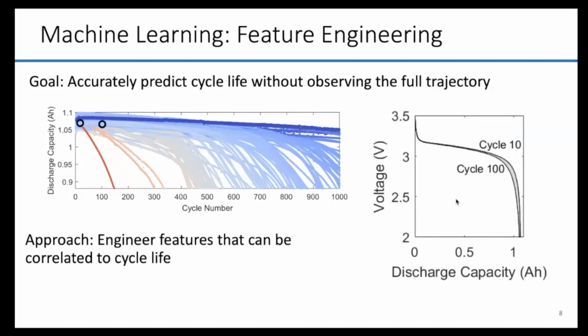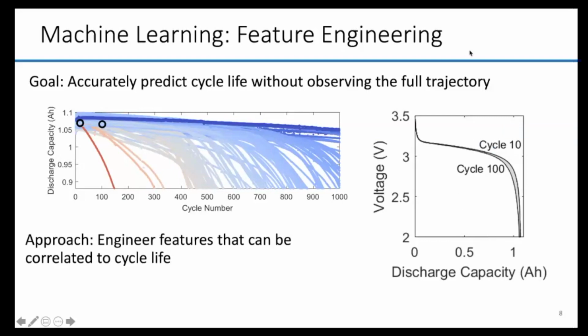So instead, what we proposed is that we can engineer features which can be correlated to cycle life. So in a machine learning context, a feature simply means a mathematical transformation of our observed data. And so the particular types of features we were interested in have to do with the voltage capacity curves.